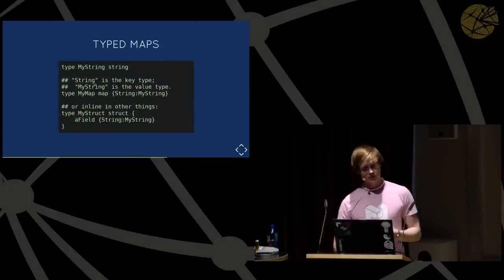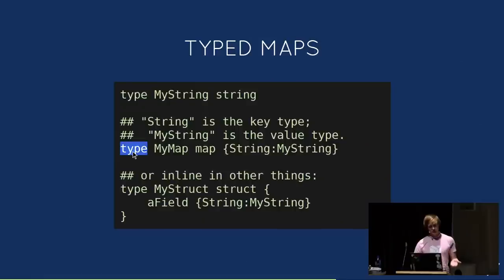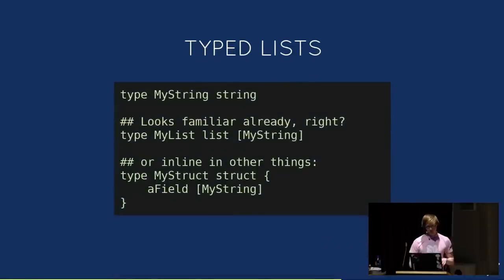Typed maps probably don't look too weird. Type keyword, name, kind keyword, key type, value type. If you're using a struct that has nested fields, you can use just the square braces alone. This keyword is only necessary in type declarations. This means map. You can also just nest these. So you could imagine square brace, string, colon, square brace, nested map. Terseness is good. Lists are basically the same as maps.